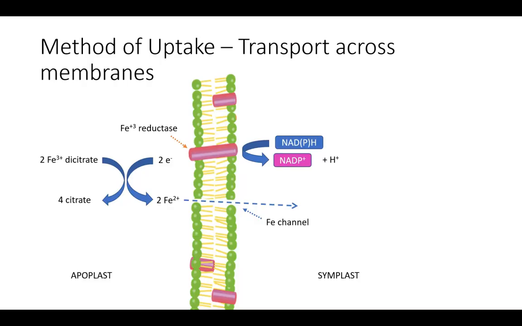When we're looking at transport across the membrane, it's a rather simple process, but notice it's aided by this particular enzyme, Fe3 reductase, which requires energy that we get from NADPH. Therefore, this is an active transport. It is not a passive transport, is it? It is an active transport across the membrane.